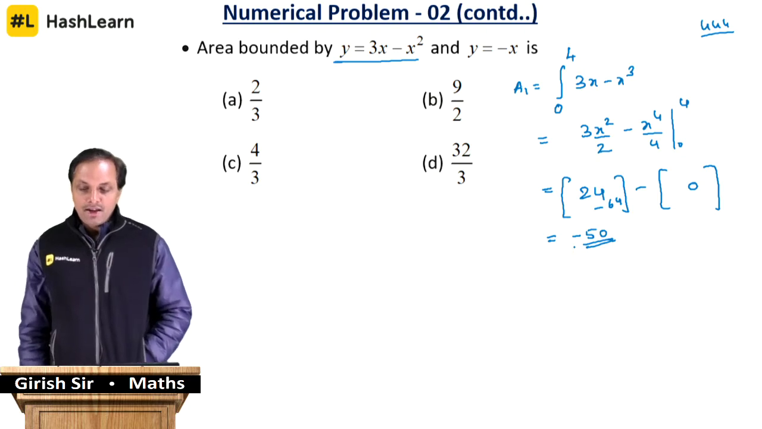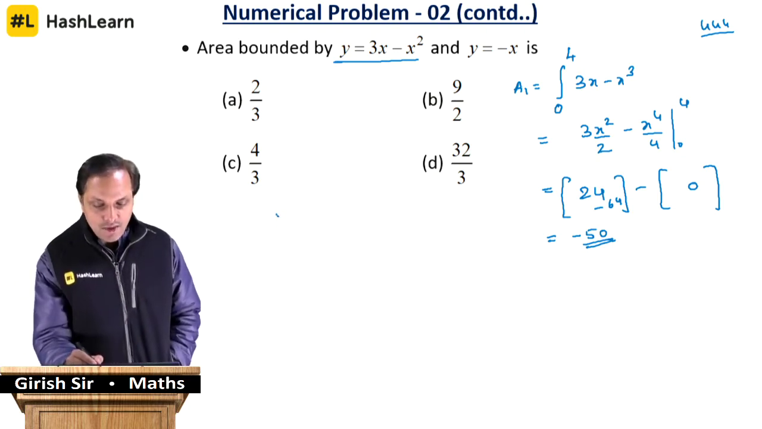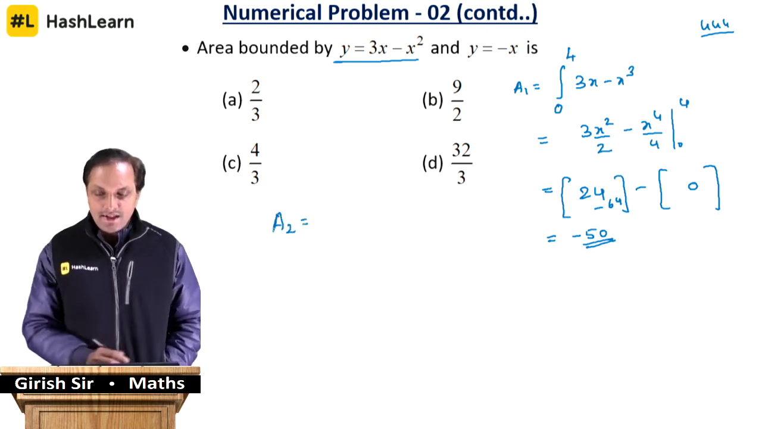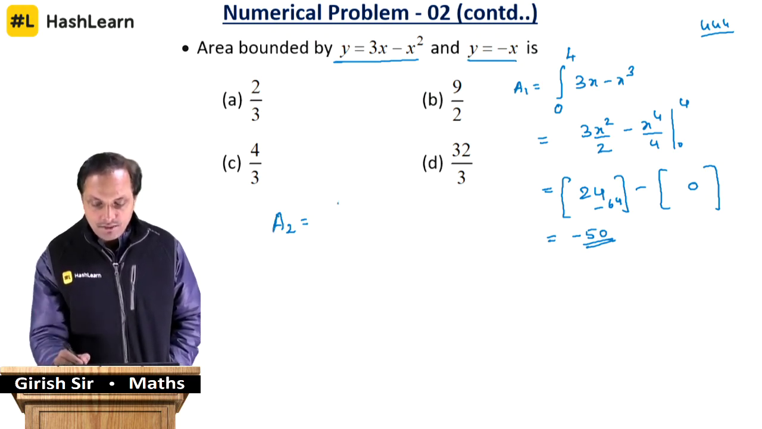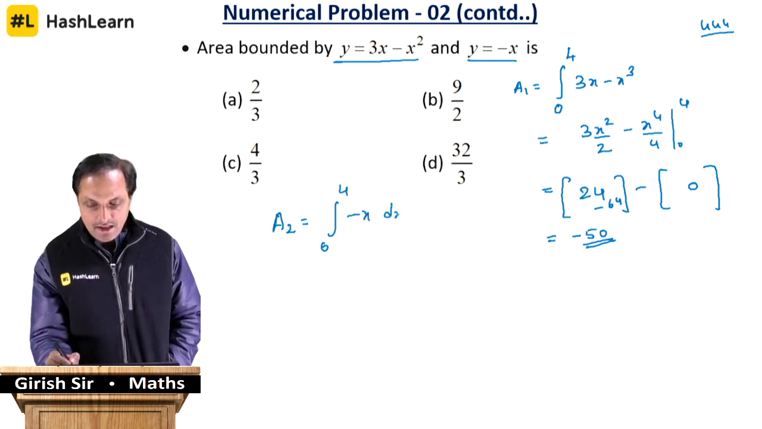Hold on, keep it with you. Let us do area number 2 for the straight line. When you take area number 2 for the straight line, this is going to give you 0 to 4, this is minus x and dx.